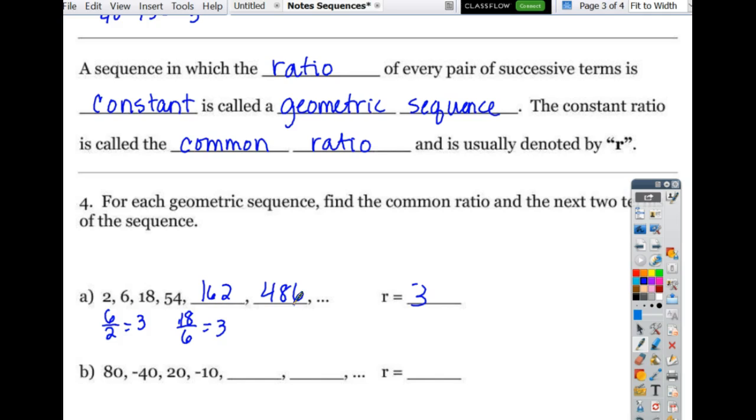That'll be divided by 2. So this time, I take the second term divided by the first term, right? So it's negative 40 over 80, which gives me negative 1/2. I'm going to check the next one. 20 divided by negative 40 is still negative 1/2. So R is going to be negative 1/2. This is 5, or negative 5 over 2, or negative 2.5.